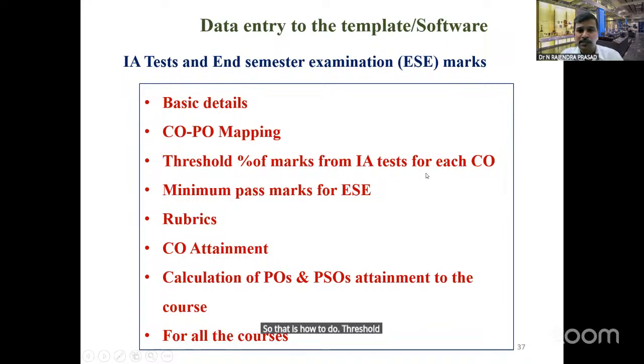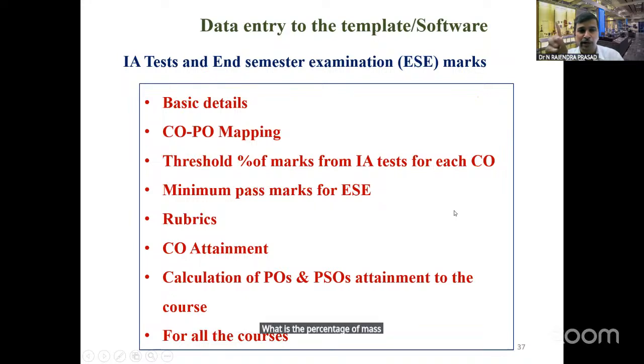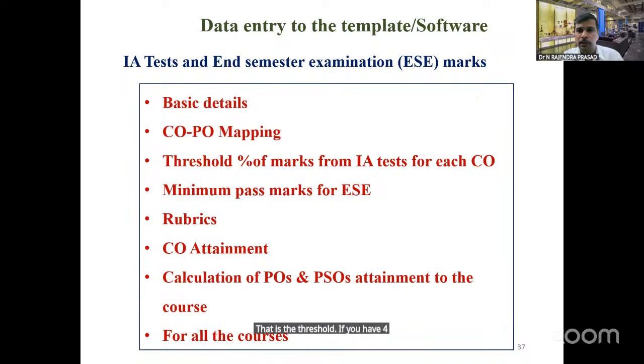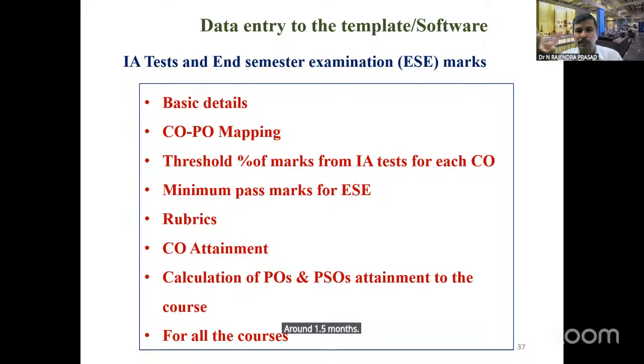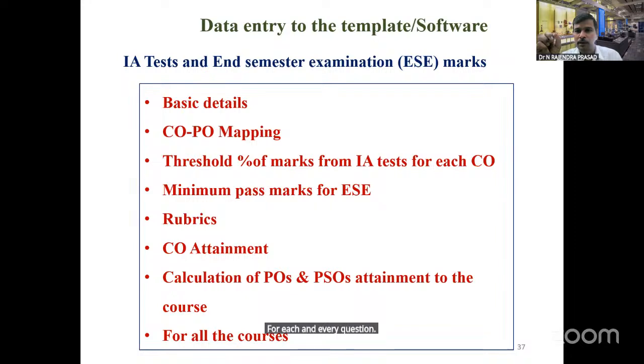Threshold percentage of marks from IA test: for each CO, you have to fix a threshold. What is the percentage of marks to be scored by a student to pass in that question? That is the threshold. If you have a 4-mark question linked to one particular CO, how to say that CO has been attained by that student? At least out of 4, he has to score around 1.5 marks. That is the threshold you have to fix for each and every question, which will in turn apply to each and every CO.